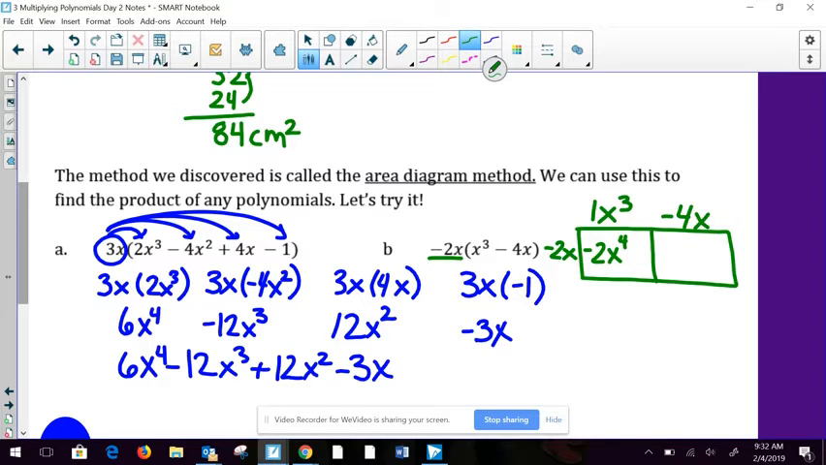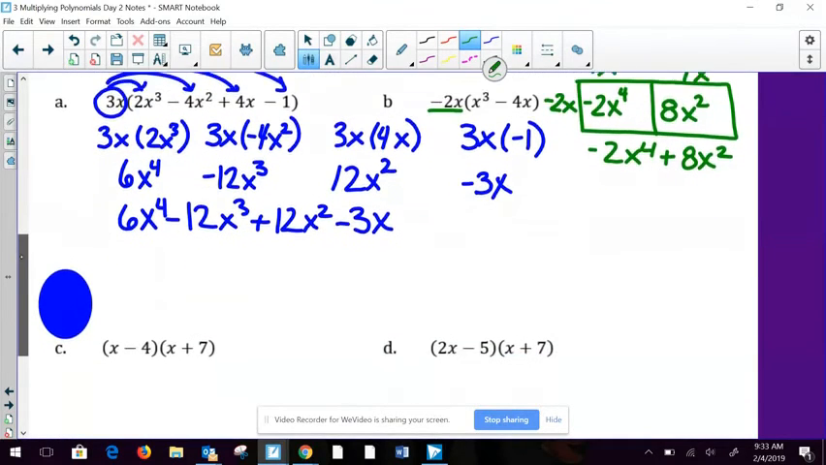Let's go to our next one. Negative 2 times negative 4 is 8. Good. I have an x here and an x here, so that's x squared. So if I were to multiply this out, it gives me negative 2x to the fourth and a positive 8x squared. Good. So let's look at another one.